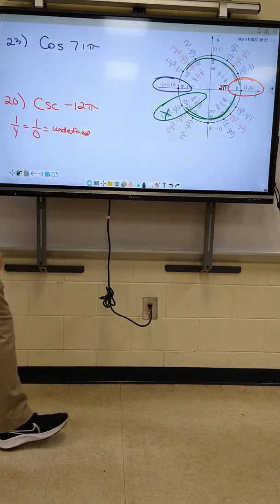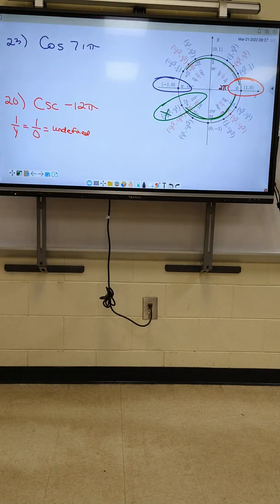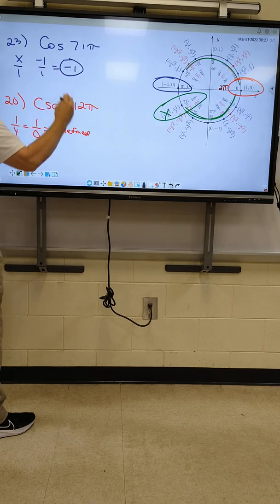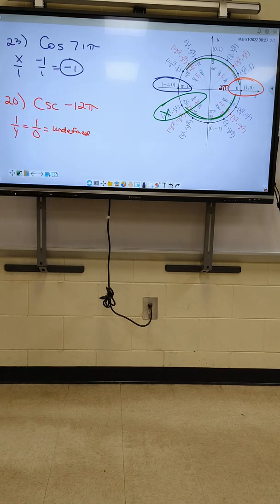Y'all got to use that point. What's the formula for cosine? Look at the board. It's x over 1. All right, so this one's going to be negative 1 over 1. So yeah, that was a quick and easy problem, which most of these are.